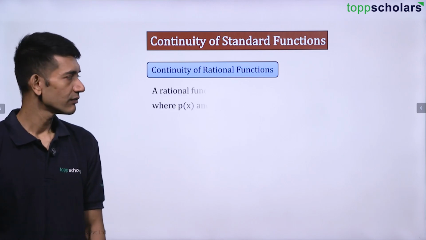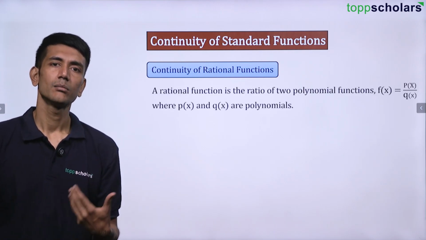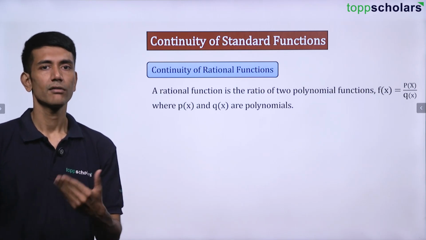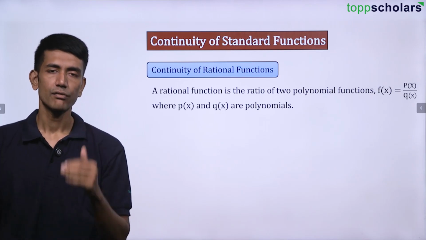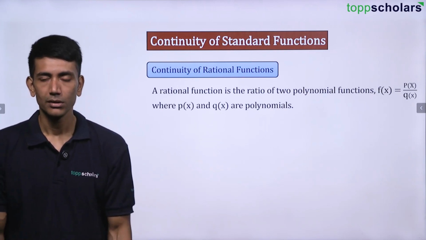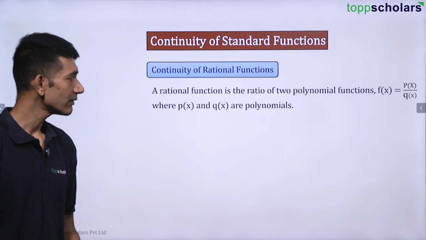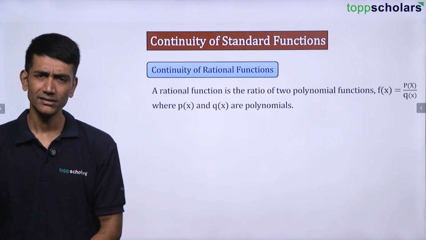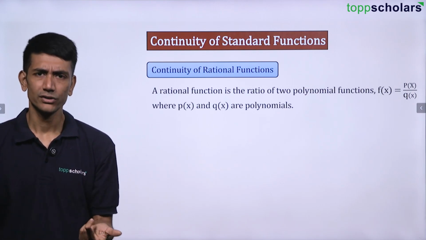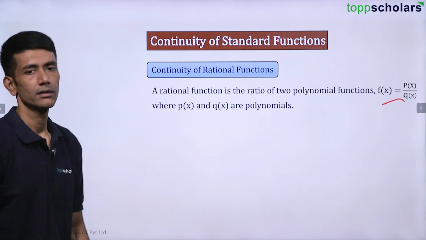Now let us talk about rational functions. You already know what rational numbers are. Rational numbers are those numbers which can be represented in the form of p by q, right? So if there is a number which can be written in the form of p by q, that is a rational number. But here we are going to talk about rational functions. So what are rational functions? Rational functions are those functions which can be expressed as the division of two functions, that is p of x by q of x.